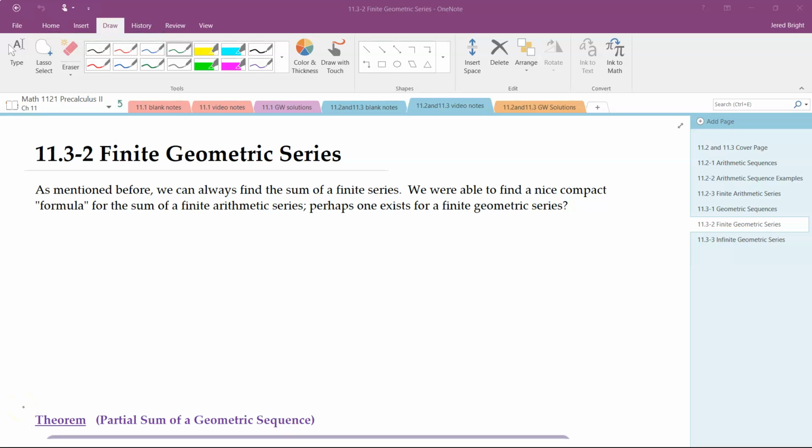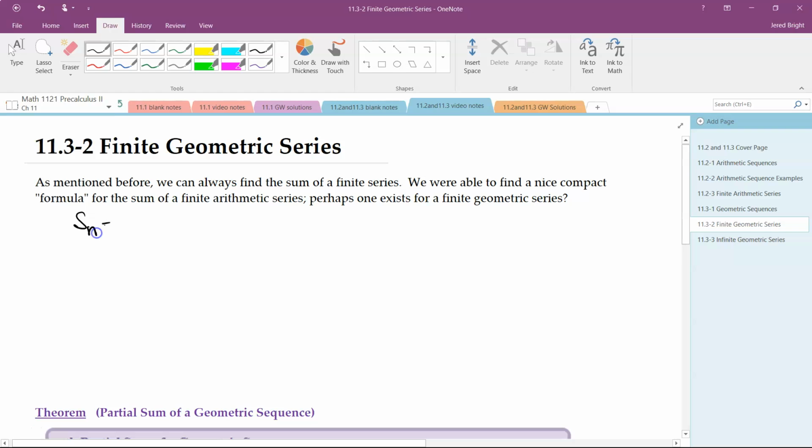We were exposed to a geometric sequence before, and the question is, if we look at a series associated to a geometric sequence, can we find its sum, assuming that it's finite? So we're going to work under that premise of working with a finite geometric series. So let's take a look.